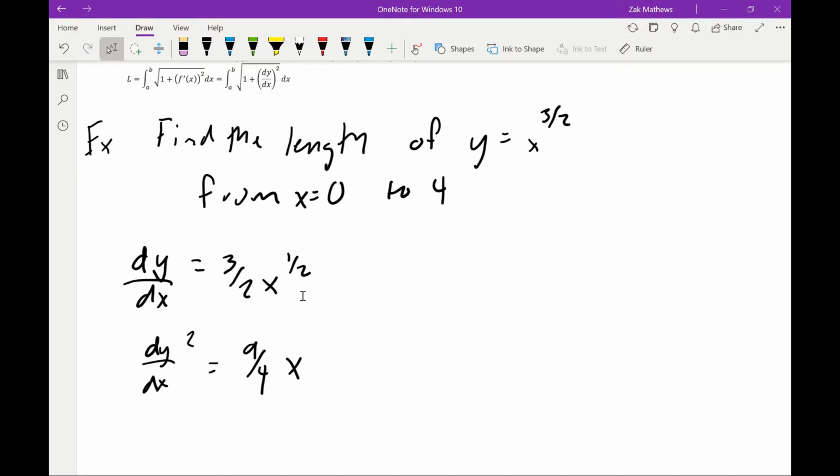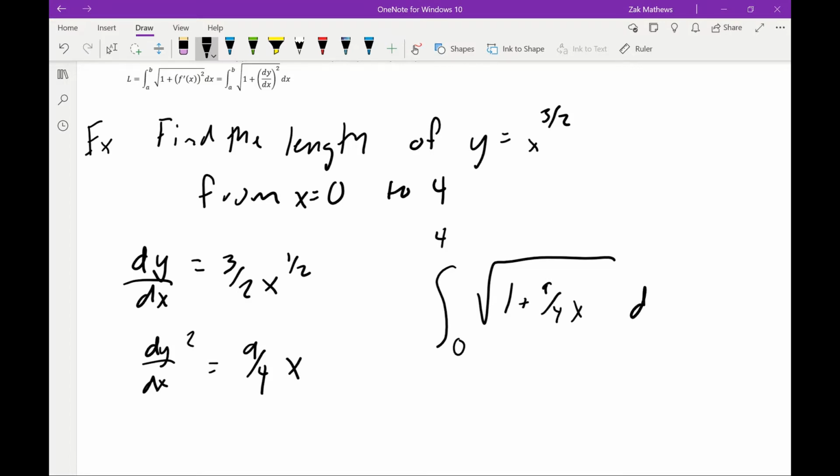And we're going to be doing sort of similar things in surface area. And so for that reason, I do think it's sometimes easier to find both of these things outside of the integral. Don't try and do it all in the integral. Find those first, and now let's set up the integral. So we're integrating from 0 to 4 of the square root of 1 plus 9/4 x dx.